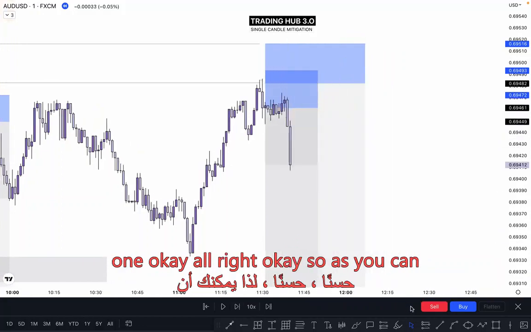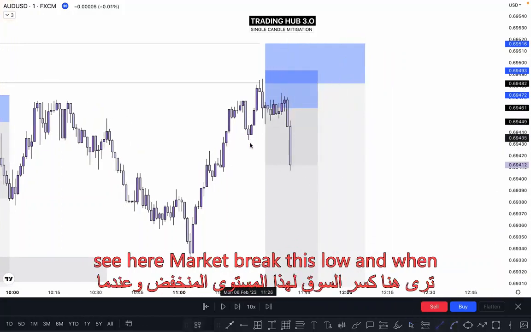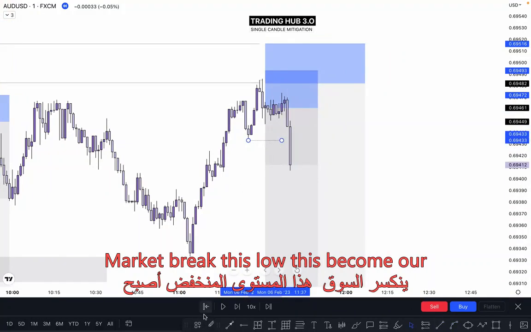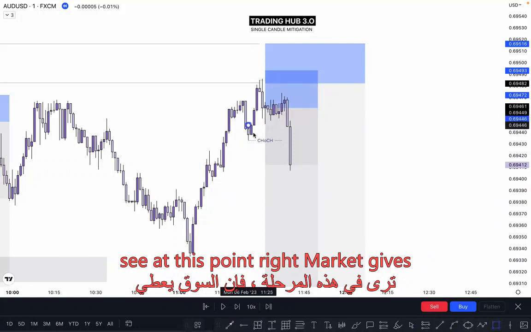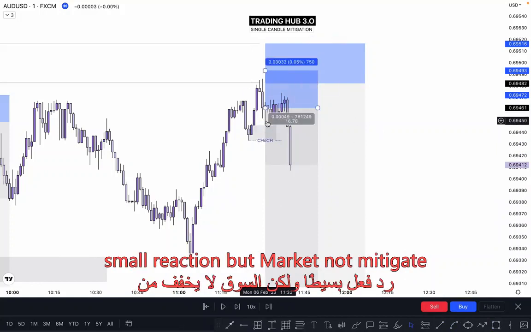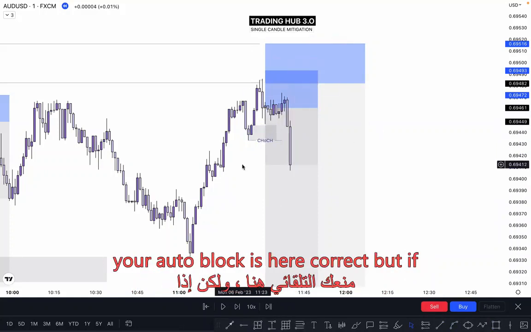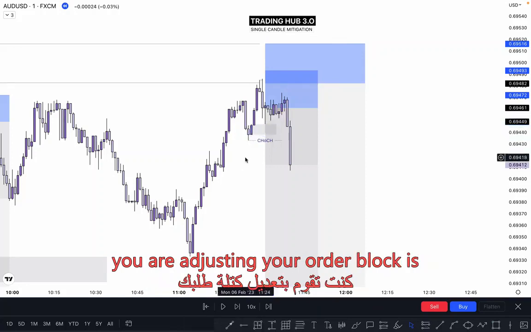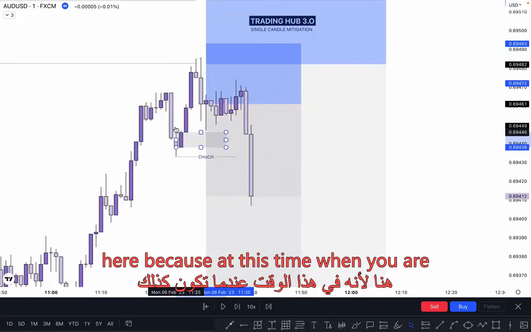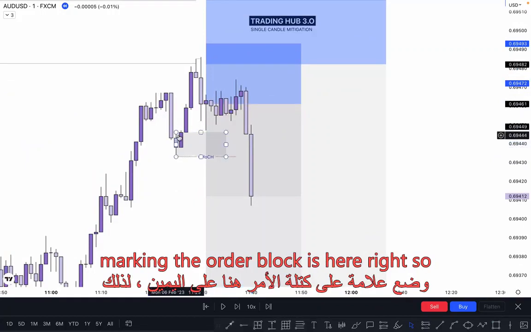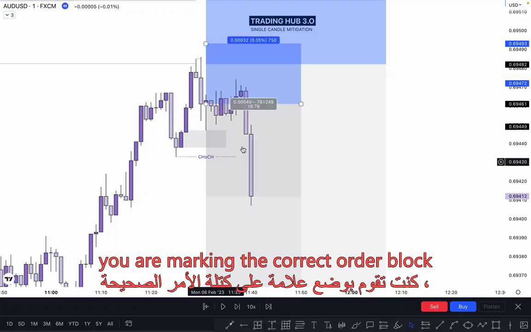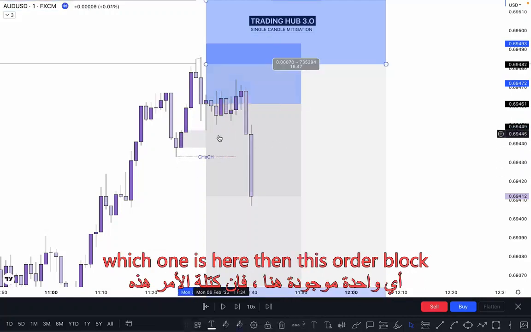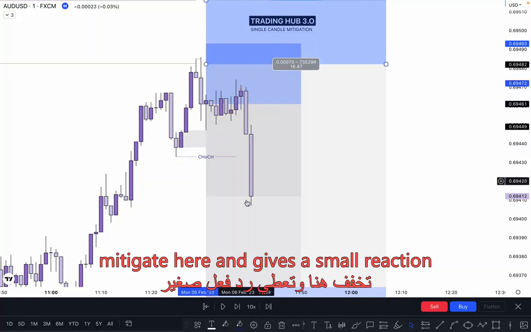Okay, all right. So as you can see here, market broke this low, and when market broke this low, this became our change of character here. And if you look at this point, market gives a small reaction, but market did not mitigate your order block here, correct? But if you adjust your order block here, because at this time when you are marking the order block, there is no imbalance left here. So if you mark the correct order block, which one is here, then this order block is mitigated here and gives a small reaction and pushes downside.